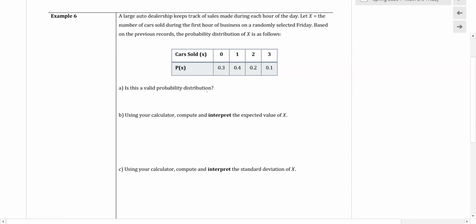Well, remember, what does it mean to be valid? Two things have to happen. Do they all add up to 1? Right, so let's see. 0.3 and 0.4, that's 0.7, plus 0.2 is 0.9, and another 0.1 is 1. So yes, they do. So that's check 1. We're halfway there.